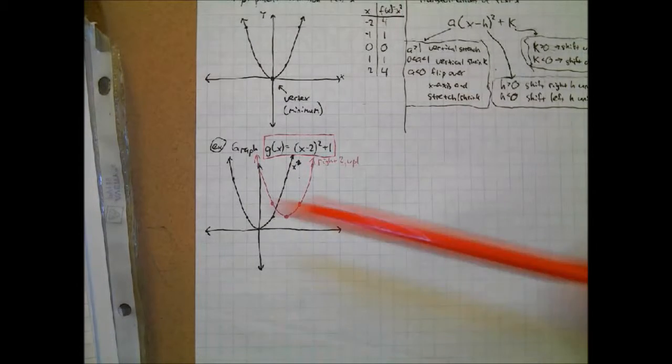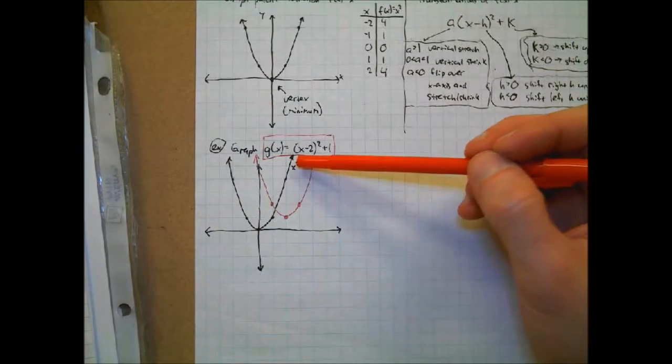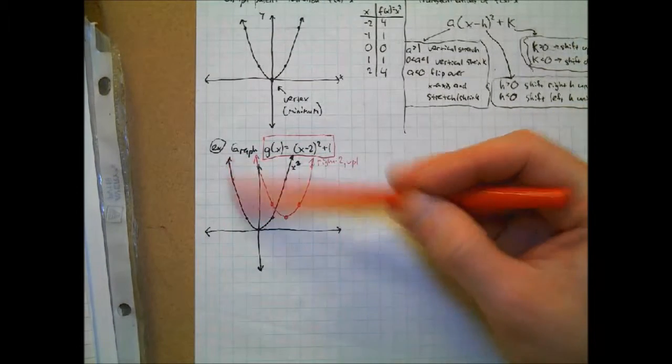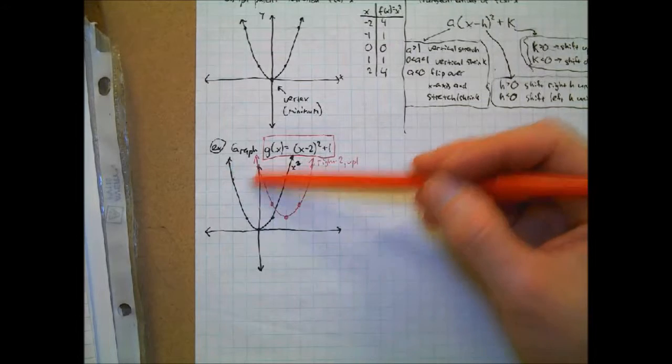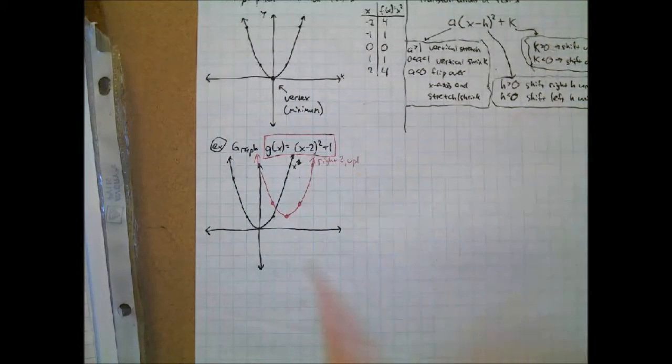Of course, in order to use this option, you have to have the original, the plain old x squared function graph. And then you just shift every point right two, up one, right two, up one, right two, up one, kind of thing. You can do it that way.